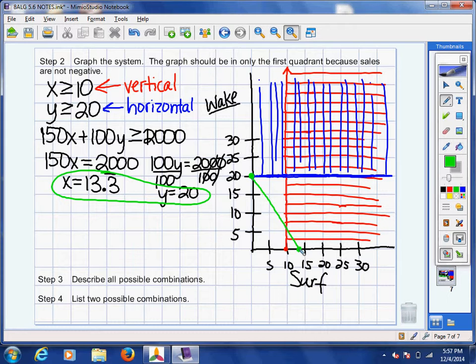Now I have to figure out my shading. Again, it's greater than or equal to, so what I need to do is plug in 0, 0. So 150 times 0 plus 100 times 0. Is that bigger than 2,000? That would be a no. 0 is not even near 2,000. So don't shade the left side of the green line, shade the right side, okay?